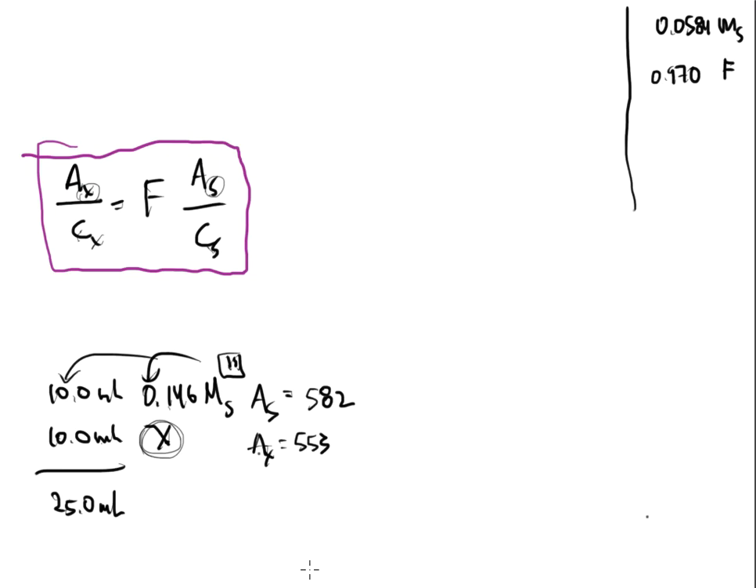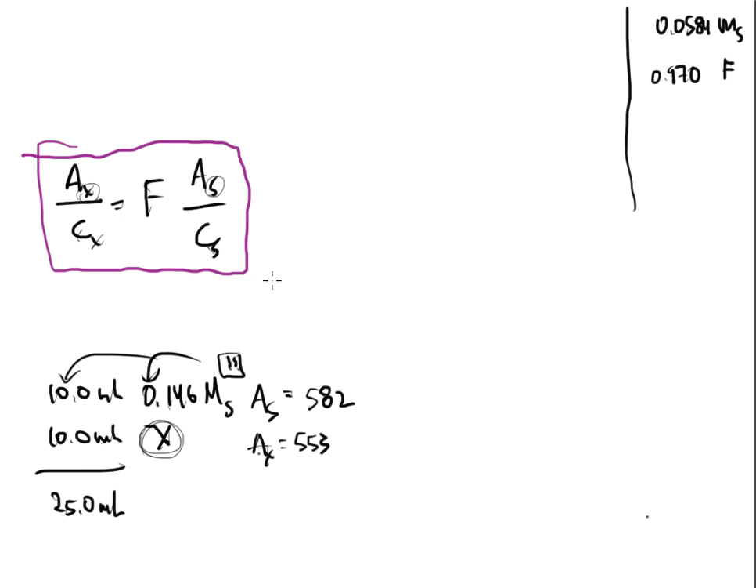All right, so I've erased all the junk that was on the screen up there before that we've already solved. And I wrote in the areas down here at the very bottom for you. So in the problem, it said that the A sub X, the signal for the unknown that we're trying to solve for, is 553, and the area for the internal standard was 582. So we need to use those numbers eventually in this equation, but those numbers came from the problem that we showed you just a couple of minutes ago.